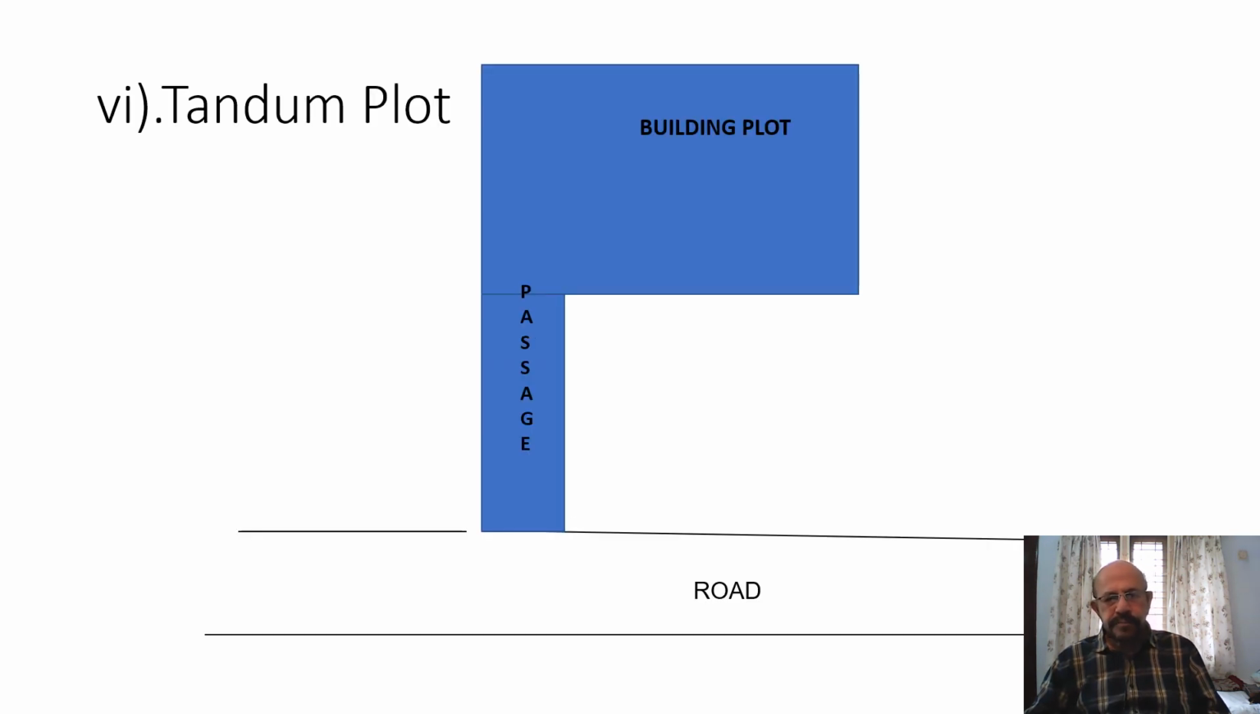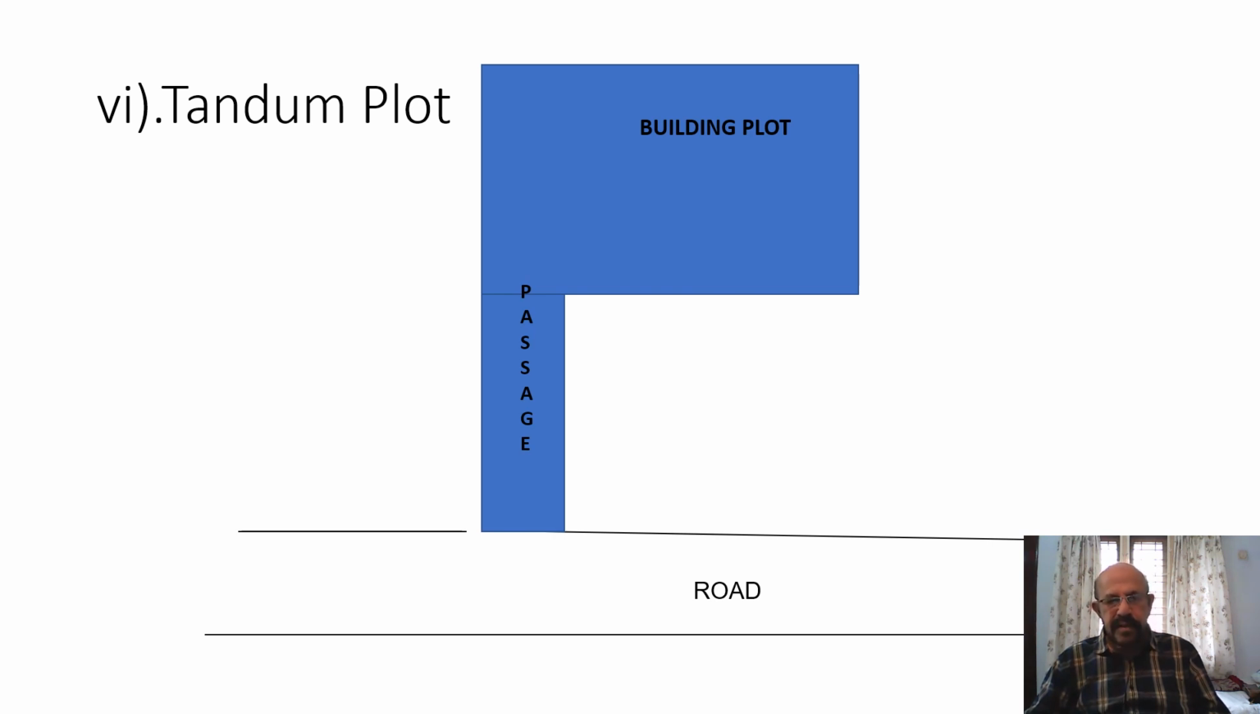Tandem plot. The word tandem itself means that one is connected by the other. One property goes by the side of the other. So separately they have no value.